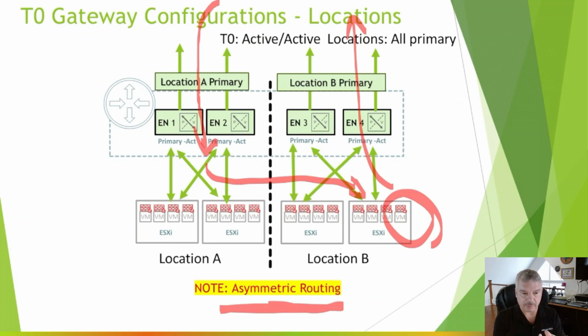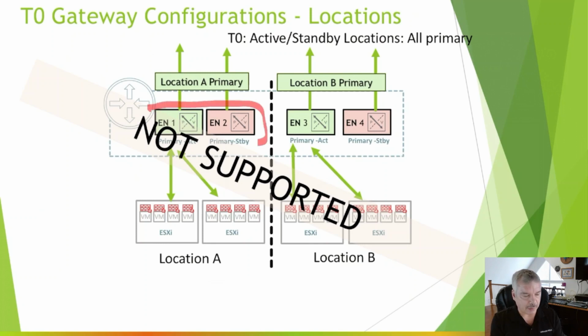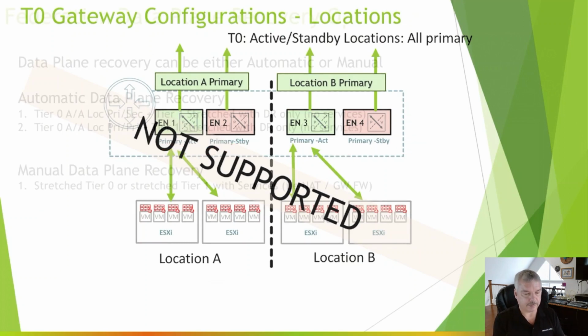So in this type of solution, it looks really good. Hey, we got local egress on all our sites, but it opens up another potential problem with asymmetric routing. So you got to think about that. And the last one here, I just threw this in because sometimes you get the question. This is active standby, all locations primary. That's not supported. I guess it doesn't mean it doesn't work, but it's just not supported.